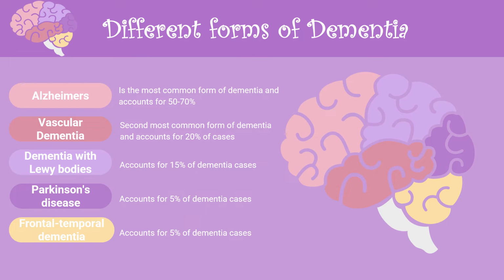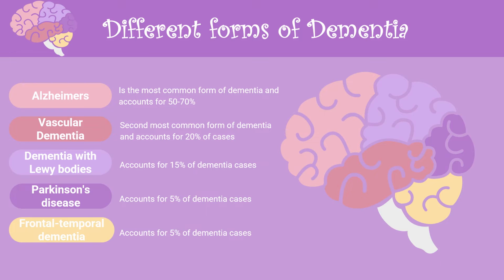Different forms of dementia. There are 5 different forms of dementia, and I will go through each one individually. Alzheimer's is the most common form of dementia and accounts for 50 to 70% of all cases. Vascular dementia is the second most common form and accounts for 20% of cases. Dementia with Lewy bodies is the third, and it accounts for 15% of dementia cases.